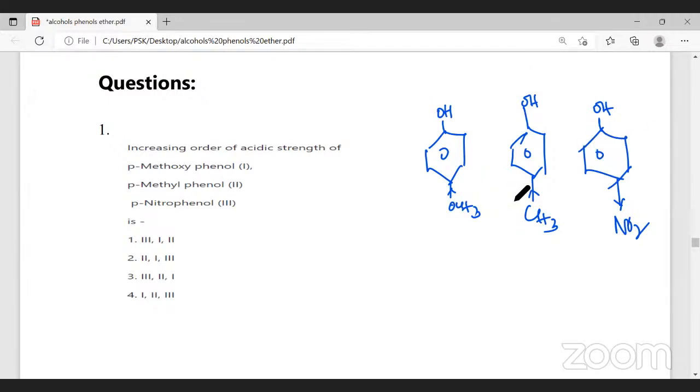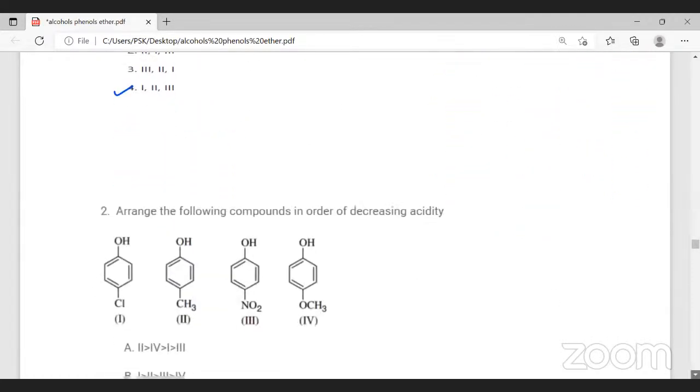But here, both are electron donating groups. Methoxy is electron donating, and methyl is also an electron donating group. Therefore, they should decrease the strength. But which is the stronger electron donating group? Alkoxy groups are stronger electron donating groups compared to alkyl groups. Therefore, paramethoxyphenol will be weaker than paramethylphenol, and paramethylphenol will be weaker than paranitrophenol. Hence, the answer for this question will be option D: first the weakest, increasing thereafter, and strongest is the nitro group.